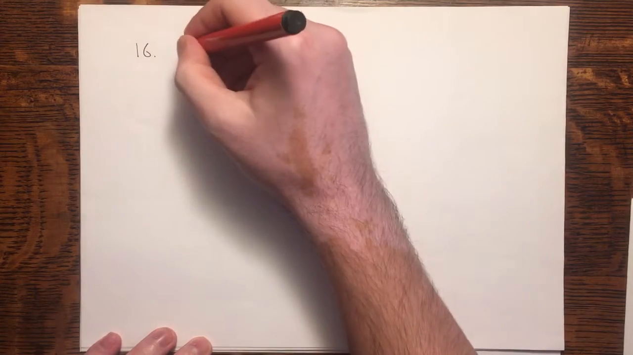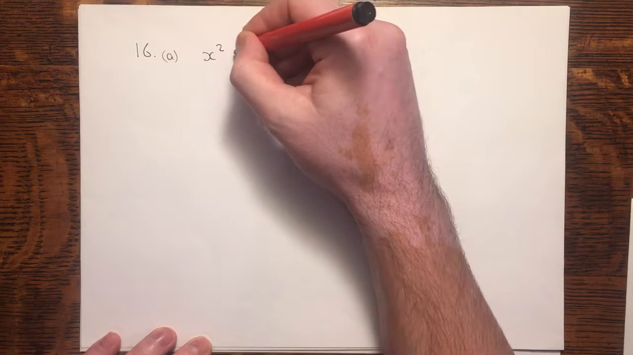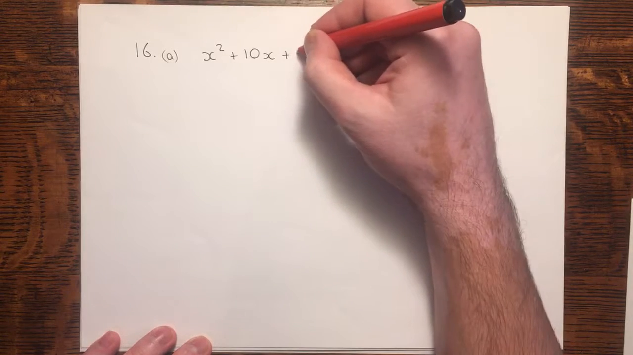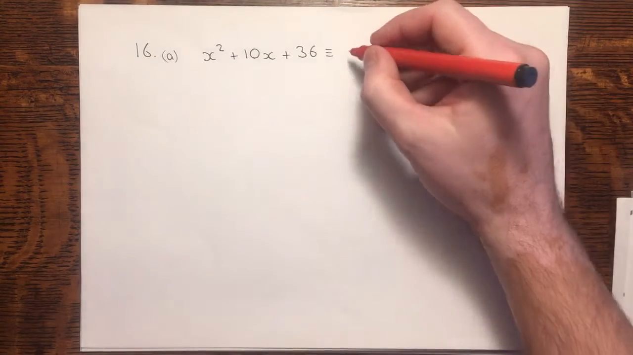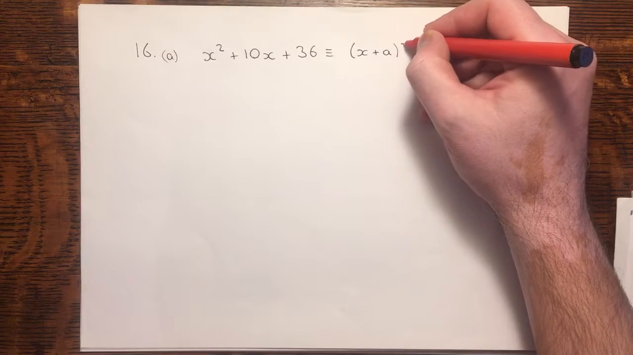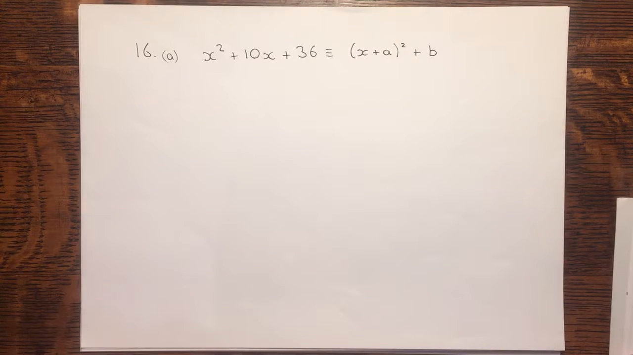Question 16. We are given a quadratic, and that's x squared plus 10x plus 36. And we're told that that is identical to (x plus a) all squared plus b, the completed square form. A and b are constants and we're asked to find the value of a and b. So we need to complete the square.